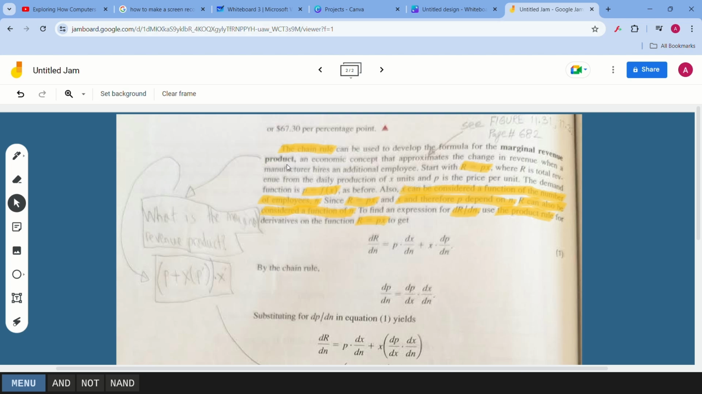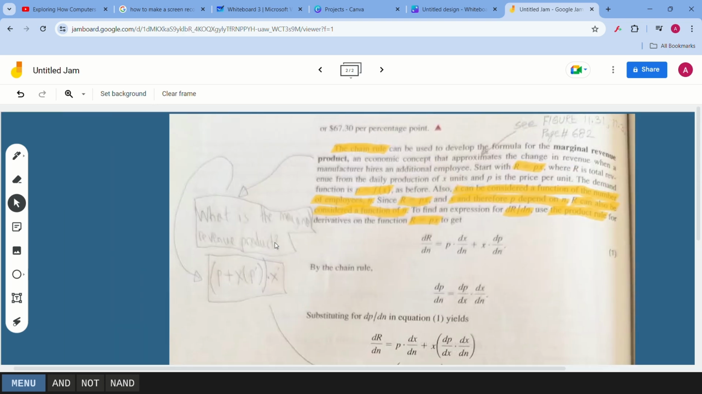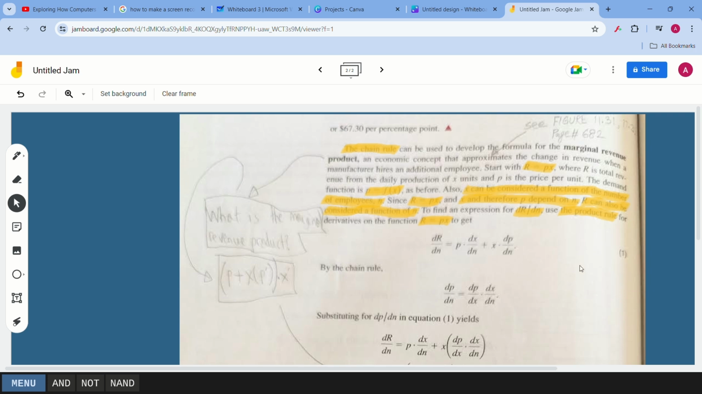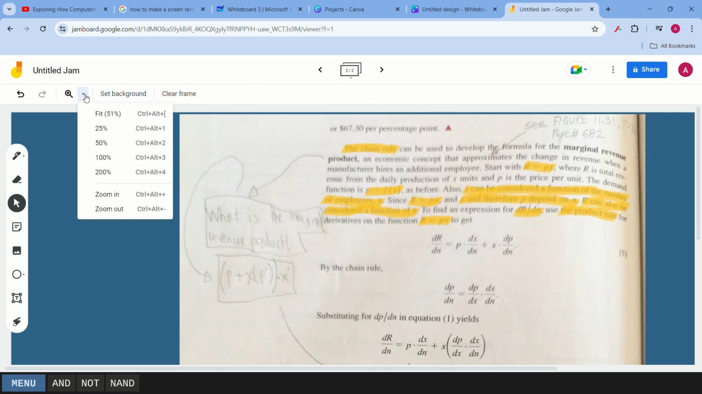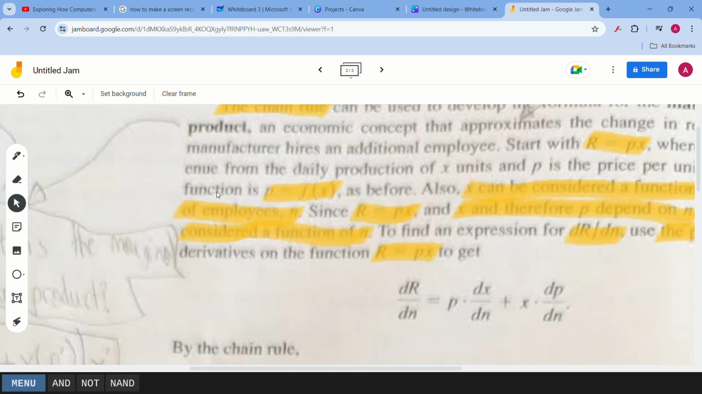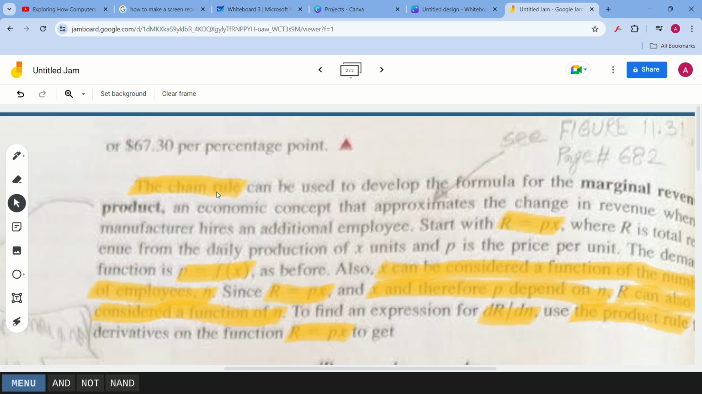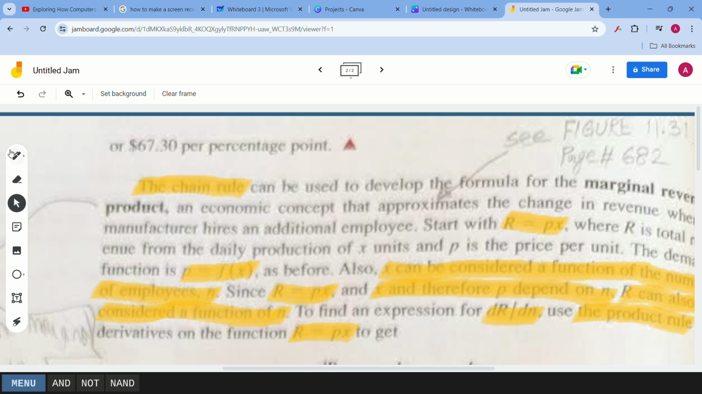Hello everyone. Today we will be discussing the marginal revenue product. So as you can see, we got this nice little excerpt here for the formula of the marginal revenue product, but I'm not going to let you see that yet because we have to understand this excerpt first. So as you can see, I've already highlighted some things. So let's read this excerpt together.